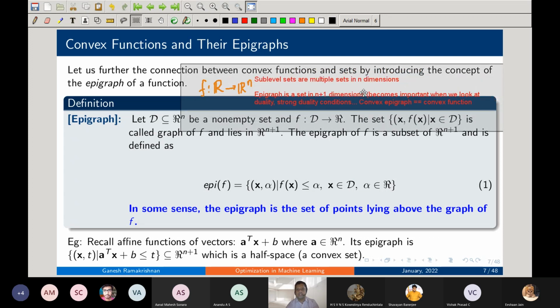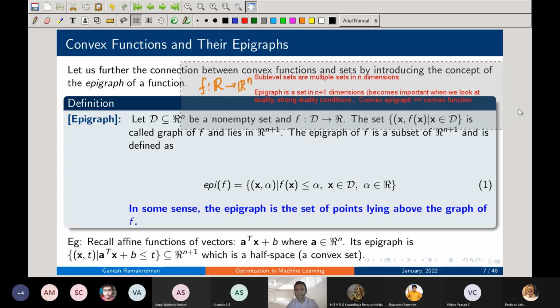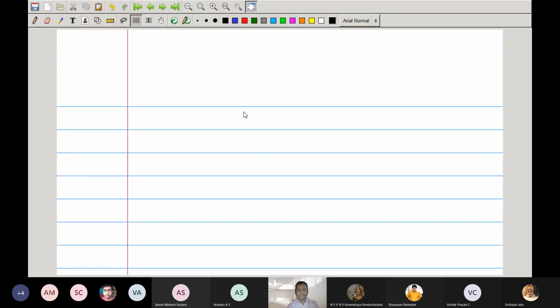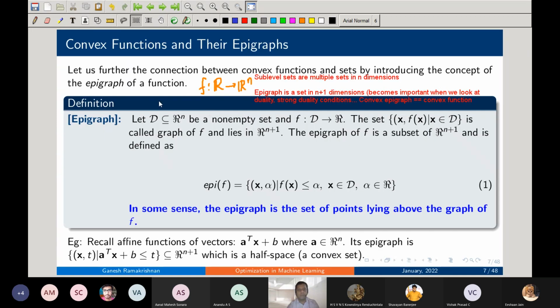Okay, so let's get the definition. The epigraph is a set of points lying above the graph of the function f. And again, I'm going to resort to some drawing. I want to save time drawing. Let me do this in the next slide, and then I'll borrow some of it here.